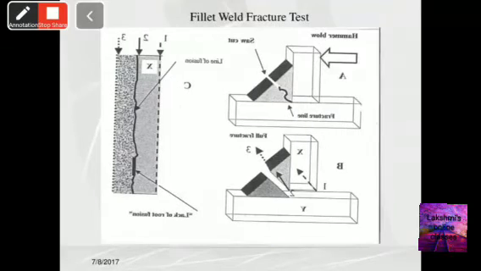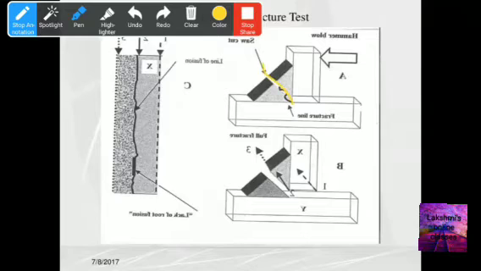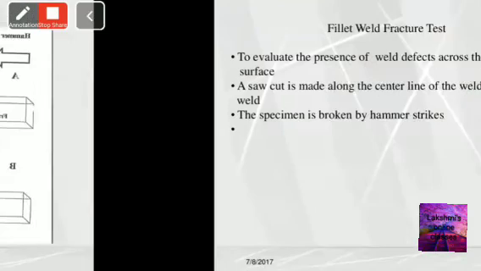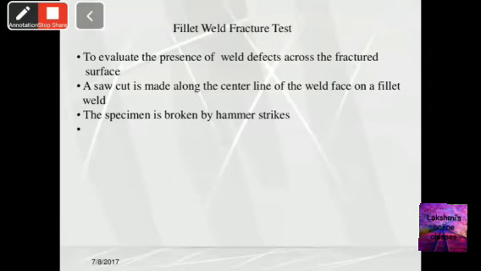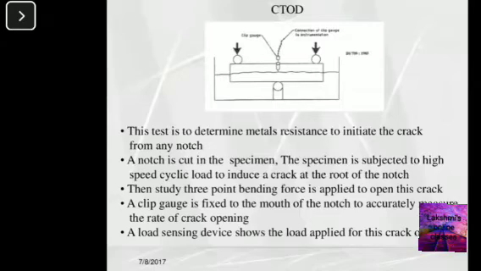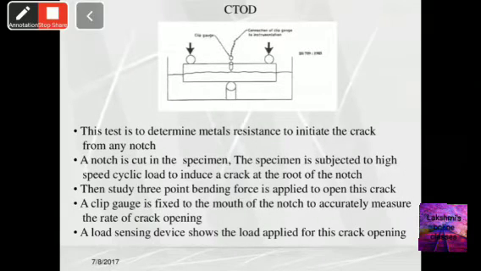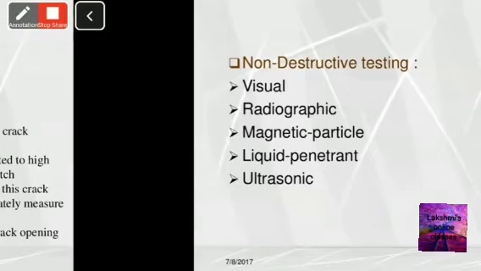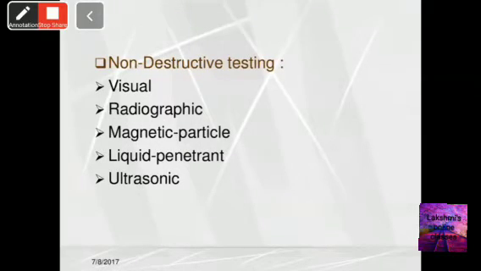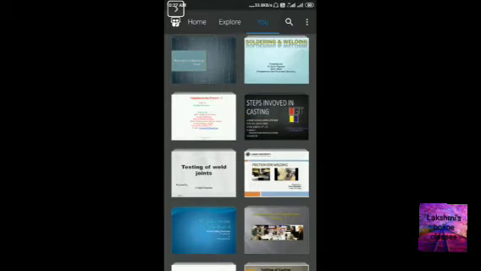Right? So this is the fillet weld fracture test. Here you can observe the fillet weld test theory. This is the CTOD, but it is not actually in our syllabus, even though we are just sharing the line diagram. Yesterday in our class we concluded non-destructive testing clearly. Today we have concluded destructive testing. So we will move on to the next topic.